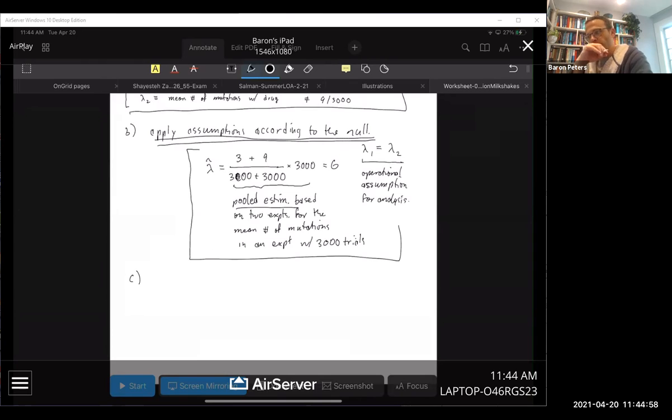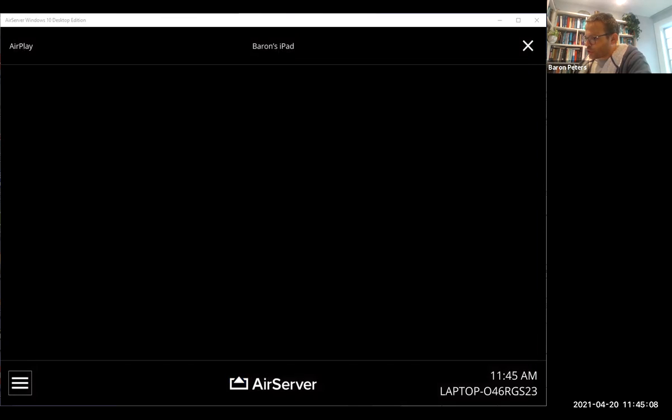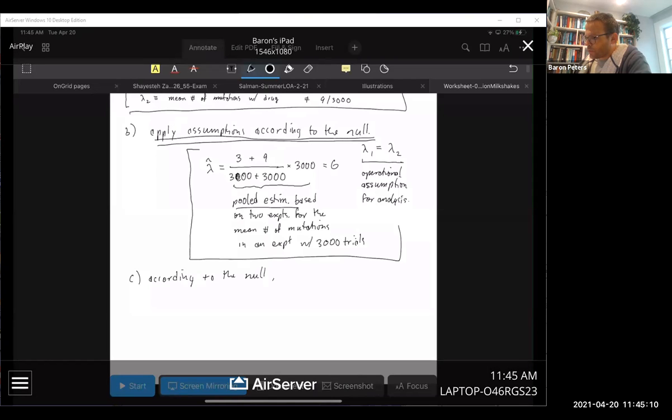All right. Now, according to the null hypothesis, what are the mean and the variance of the random variable? So notice the logic here over and over again. According to the null, what are, let me go ahead and just write them in symbols. Okay. What are the mean and variance?